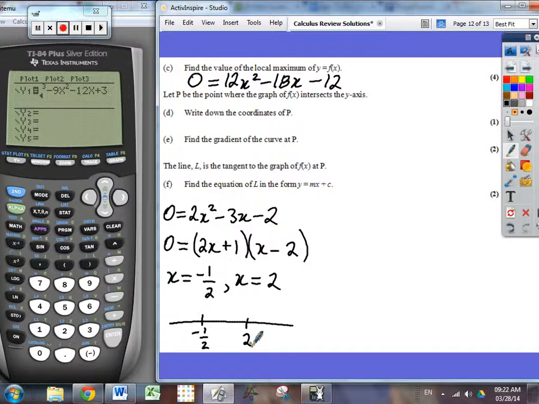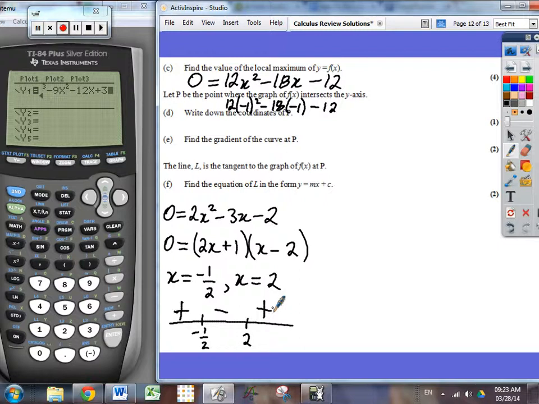And I'm going to substitute in a test value from each of these three regions. So I'll put a negative 1 into my derivative. So if I put a negative 1 into my derivative, I'm going to end up with, let's see, 12 times negative 1 squared minus 18 times negative 1 minus 12. That's going to give me a negative value. Wait, does it? No, it doesn't. It gives me a positive value, excuse me. If I put in a number between negative 1/2 and 2, maybe like 0, then I'm going to end up with a negative value. And if I put in a number in this region like 3, I'm going to end up with a positive value.